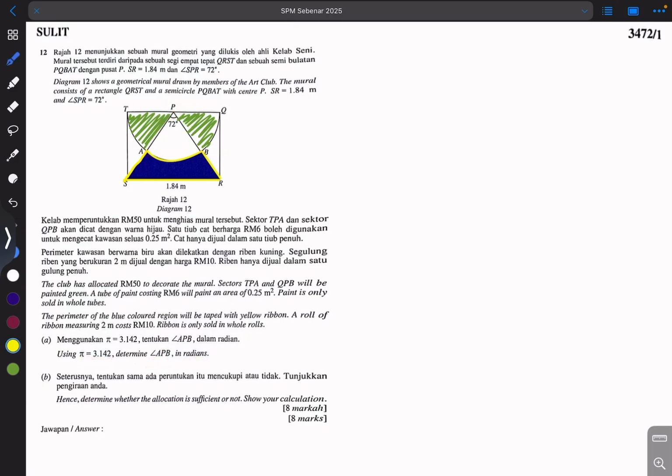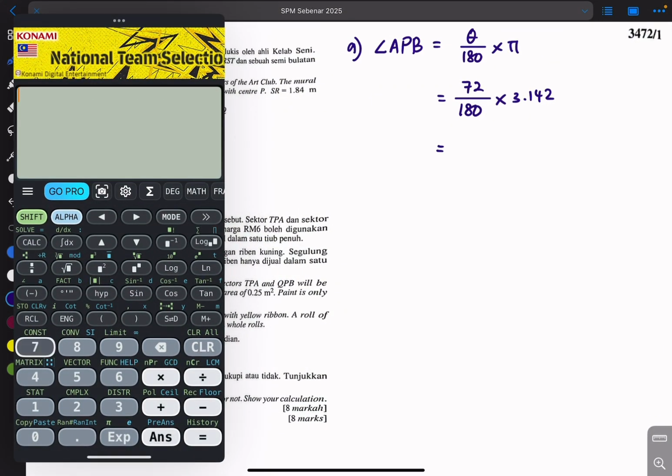APB. This is an easy question. Okay. So APB, they already gave in degrees, just convert to radians. So basically, we can say the formula is theta over 180 times pi. So 72 over 180 times 3.142. We get 1.2568 radians.